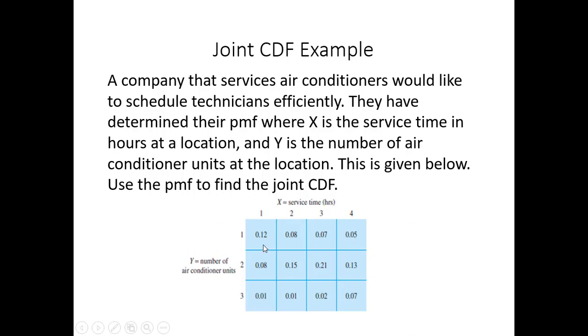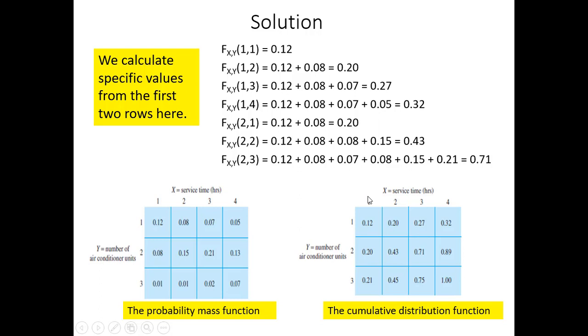One thing we could check is that this is a probability distribution function, meaning that all these probabilities have to add up to 1, and they all must be between 0 and 1. So here is our PMF. Now from this, we want to get the joint CDF. There might be various ways to do this, but what we're going to do here is calculate these cell by cell.